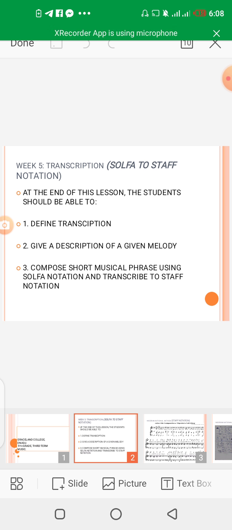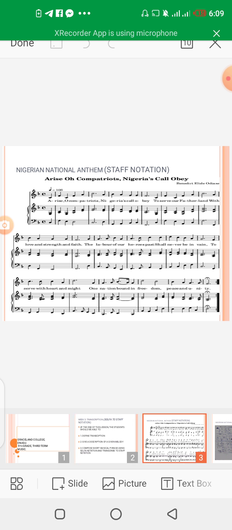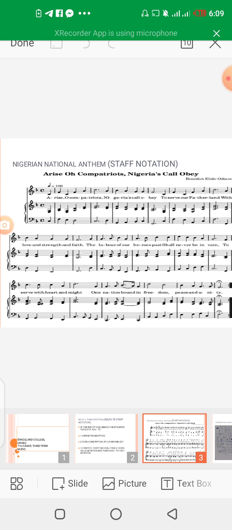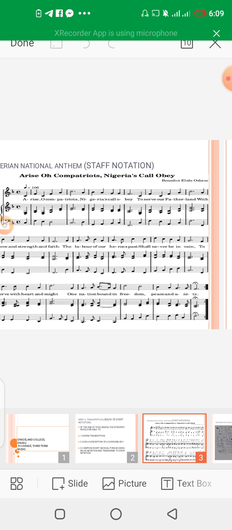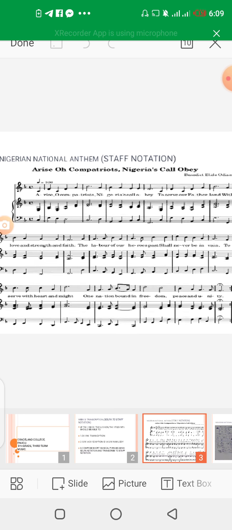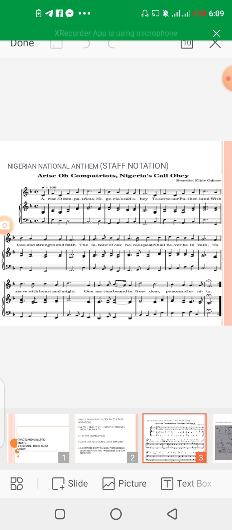So let's take a look at what a staff notation looks like. Now, this is the Nigerian national anthem on staff notation. If you look at it closely, you know that it's in key F major because it has one flat at B.